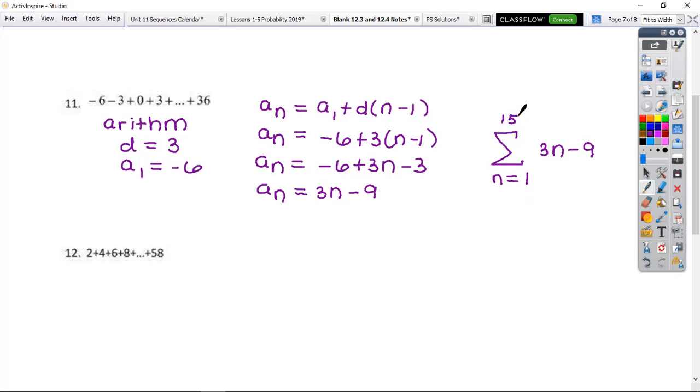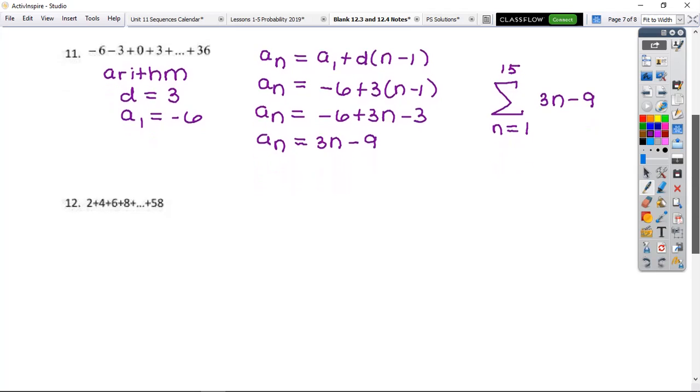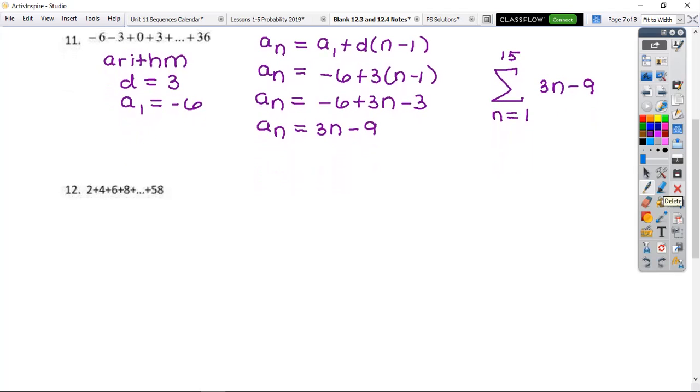So that works because 45 minus 9 gives me the 36. Okay. You just have to kind of take a second to figure out what your ending value needs to be. So number 12, we'll do one more of those. So what type of sequence again?